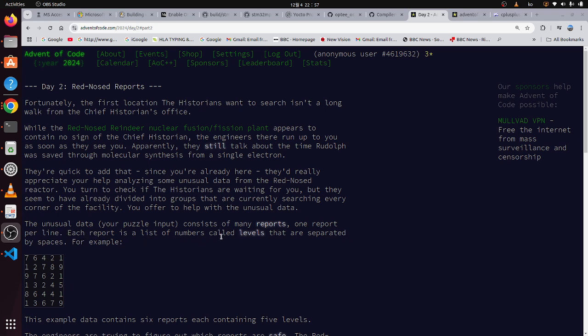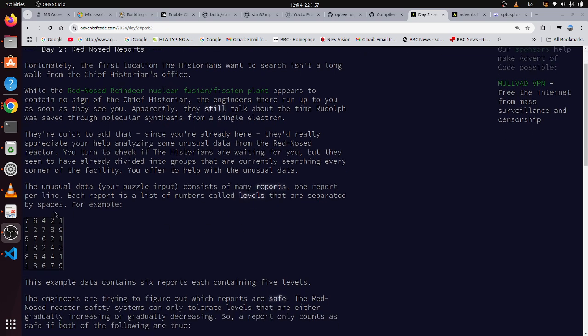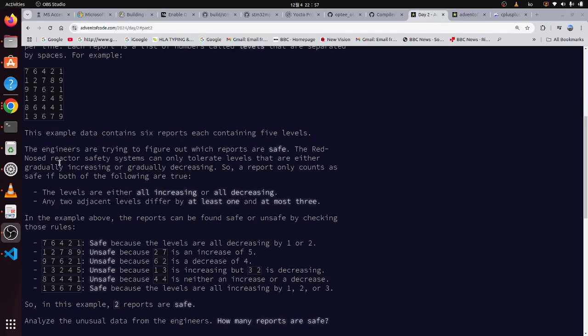Each report is a list of numbers called levels. So these would be the reports and the columns would be the levels. Each report is a list of numbers called levels that are separated by spaces. This example data consists of 6 reports, each containing 5 levels. The engineers are trying to figure out which reports are safe.